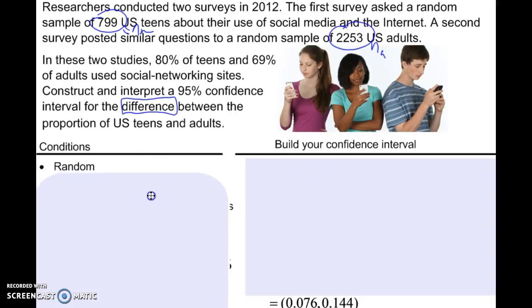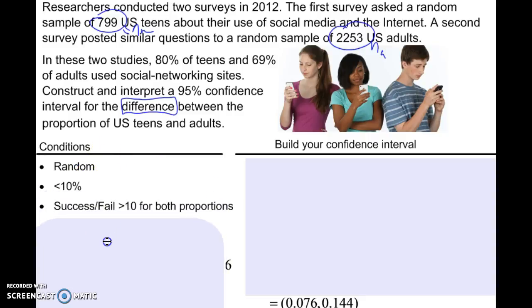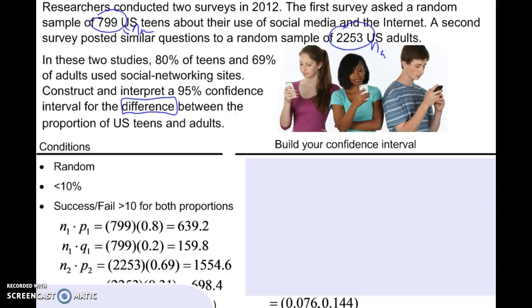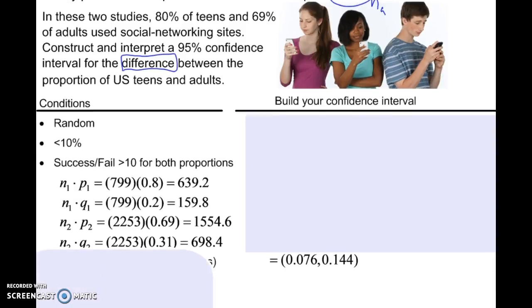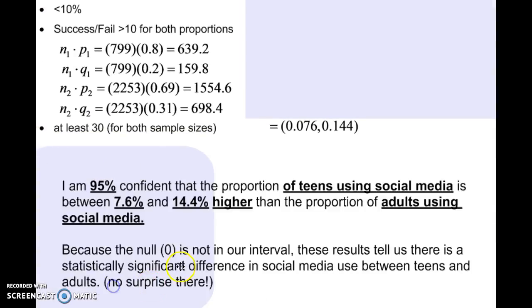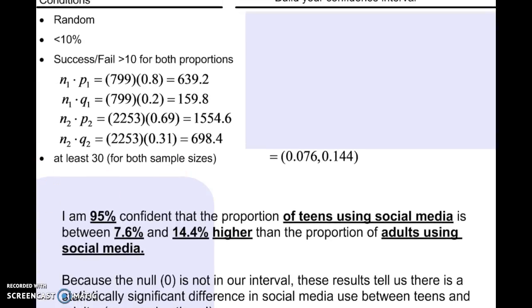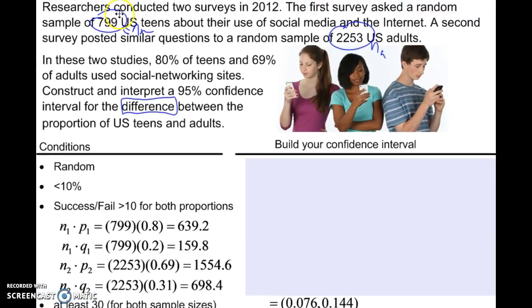So let's look at conditions first. Conditions would be random, of course, less than 10%, and success/fail, at least 10 for both. So we need to show the work for both of those, which is important. And then one last check, which would be at least 30 for both sample sizes. Both of those are very large, 799 and 2253. So it passes all the conditions. All those are at least 10.